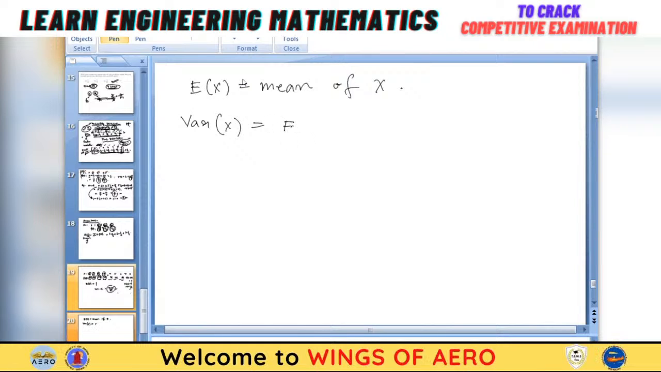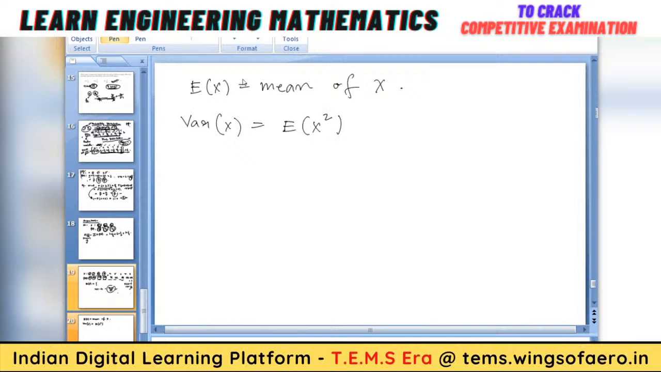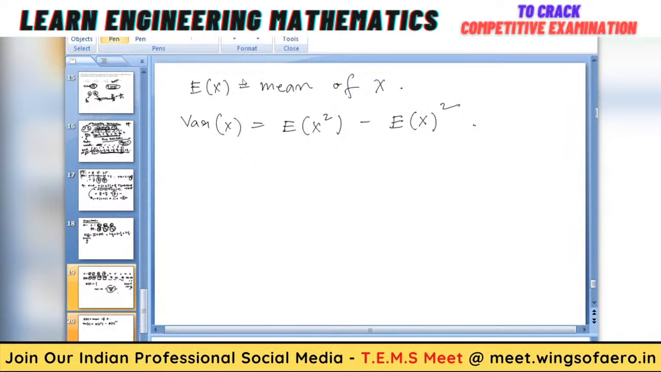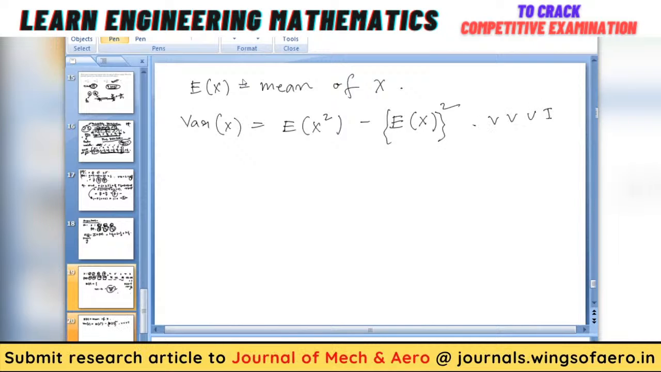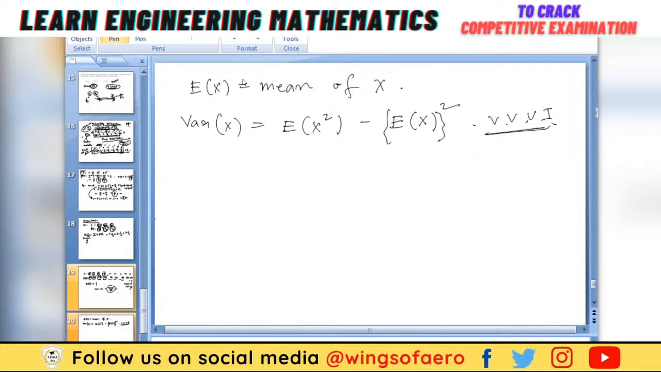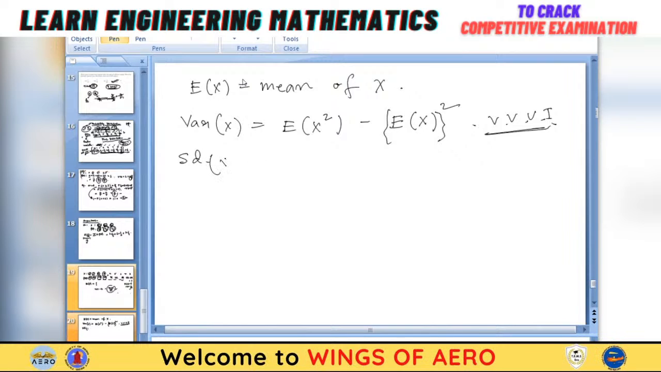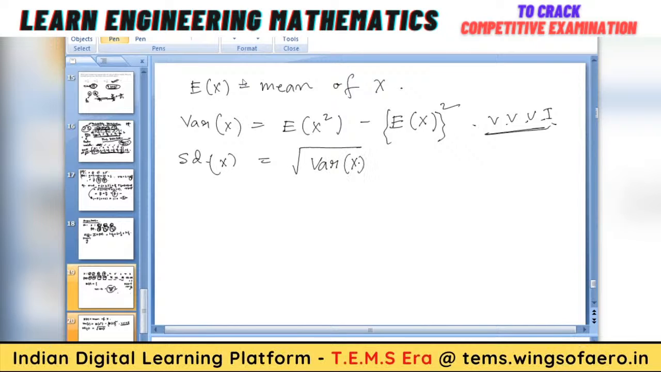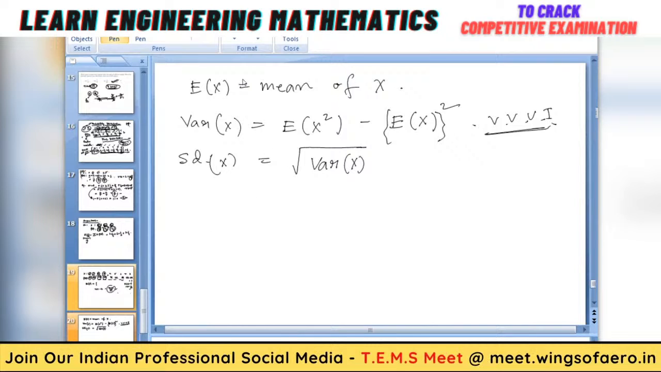The formula is expectation of X square minus expectation of X whole square. Very, very important formula. And what is standard deviation? SD, the standard deviation of X, is nothing but the root of the variance. Okay, so remember this one.